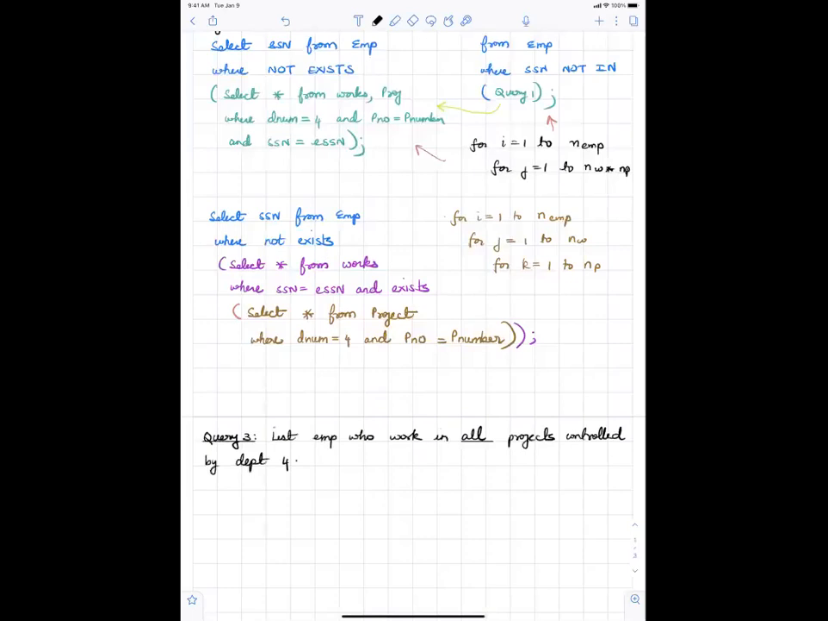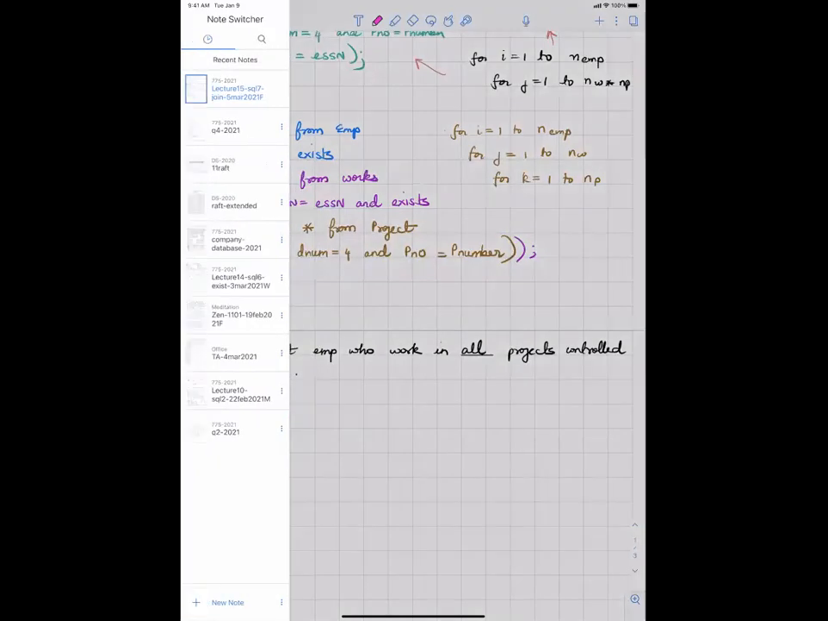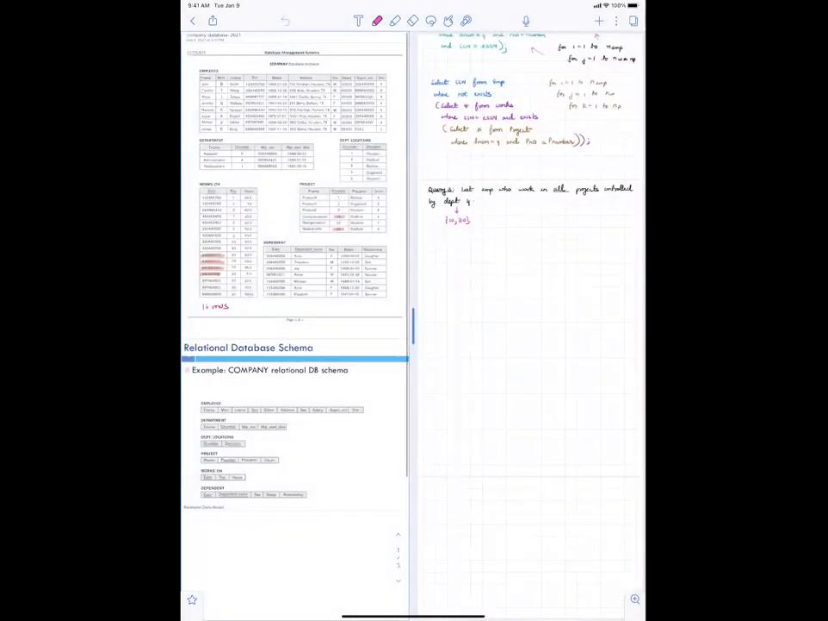So we want to list employees who work in all projects controlled by department number 4. Department number 4 had 2 projects, 10 and 30. And there were only 2 employees who worked in all. So I just want to briefly bring up the company database. I'll pull it away because I find it difficult to write.